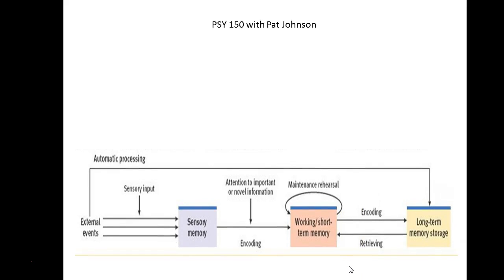So here's our three-stage model, and our first stage in our three-stage model is sensory memory. To get information into sensory memory, we have to have external events. In other words, something going on in our environment. Something we could see, something we could taste, something we could touch, something we can hear. Some external stimuli is going into sensory memory. There has to be some type of sensory input. And it goes into sensory memory, and that is our first stage.